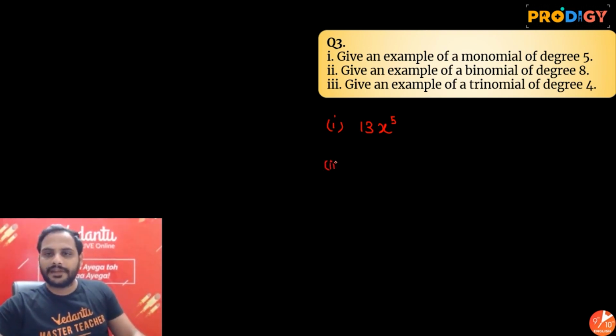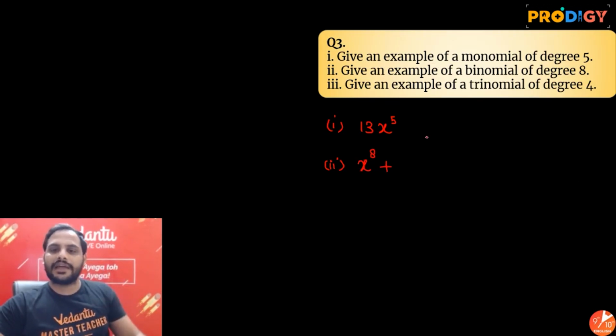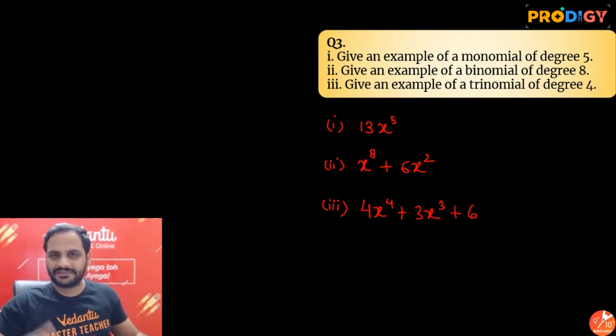Alright, second, example of a binomial of degree 8. So the degree 8 has become, now any other term with power of x less than 8. I can say, let's say 6x raised to the power 2. Anything. So degree is 8 and it is a binomial. Third one, trinomial of degree 4. So I can say, let's say 4x raised to the power 4, then 3x cube plus 6, anything. Alright, 3 terms, unlike terms, degree maximum power is 4.